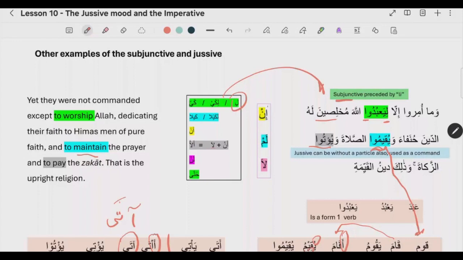Then the present tense is yu'ti. Again, the ya with the dhamma coming in to show fourth form, with the kasra here, yu'ti. And from yu'ti you get the plural form yu'tu, and this is the jussive form of that verb. So that's how you get yu'tu, showing the jussive forms of yukimu and yu'tu in this particular example.